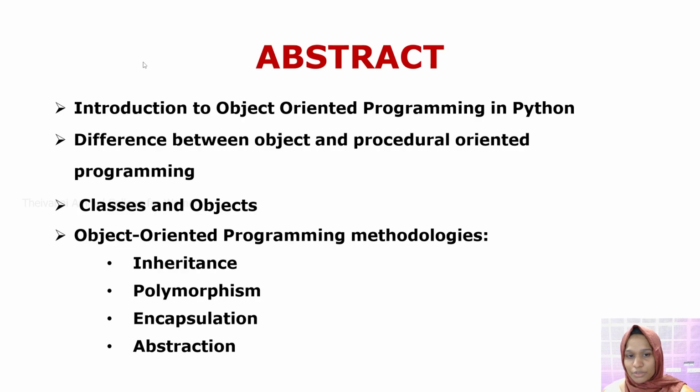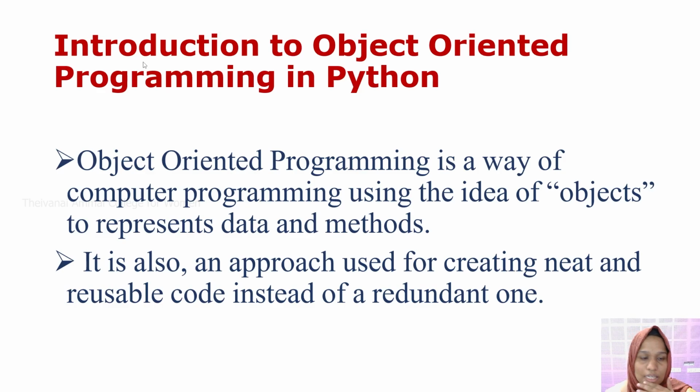Today we will see the abstract: an introduction to object-oriented programming in Python, the difference between object-oriented and procedural programming languages, classes and objects, and the major concepts of object-oriented programming methodologies: inheritance, polymorphism, encapsulation, and abstraction. These are the abstracts. We are going to start with these. First, the introduction to object-oriented programming in Python.